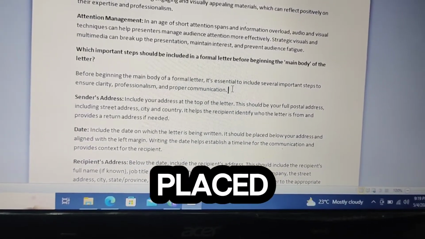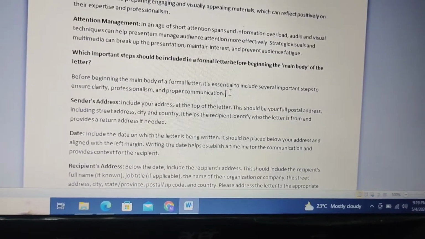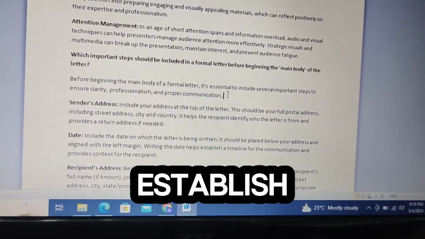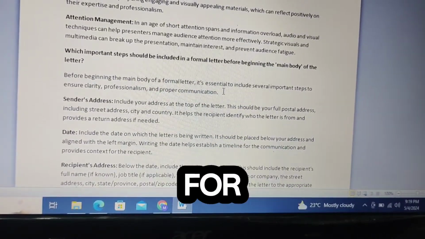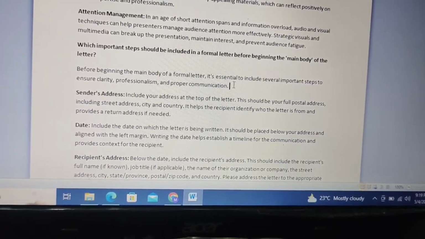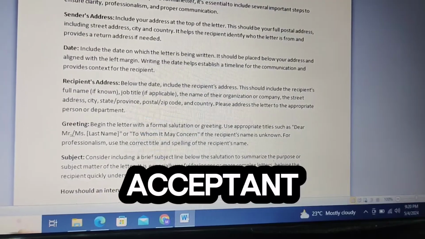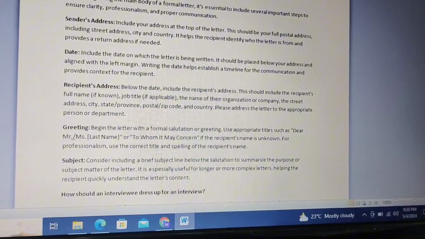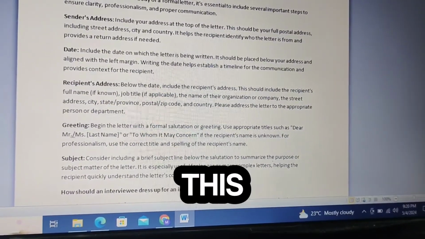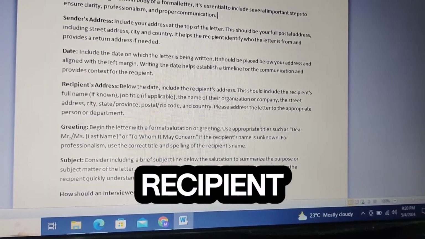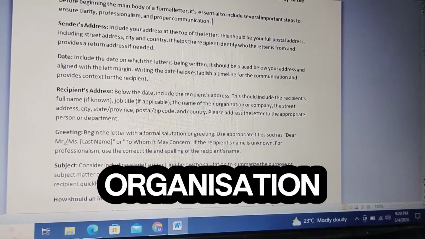It should be placed below your address and aligned with the left margin. Writing the date helps establish a timeline for the communication and provides context for the recipient. Recipient's address. Below the date, include the recipient's address. This should include the recipient's full name, job title, and the name of the organization or the company.